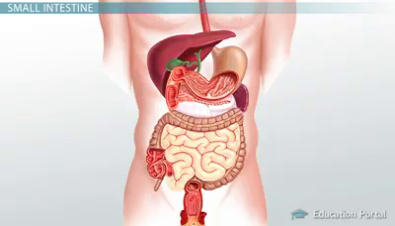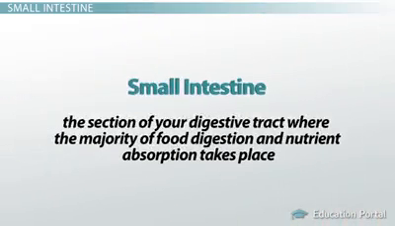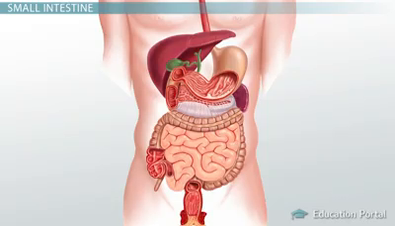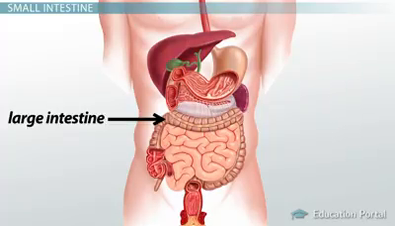of the small intestine. The small intestine is the section of your digestive tract where the majority of food digestion and nutrient absorption takes place. To understand how digestion and absorption take place in the small intestine, it's important to first understand the structure or anatomy of the organ. Your small intestine follows a twisty path and takes up much of the space in your abdomen. You can see from this picture that it appears to be framed by the large intestine.